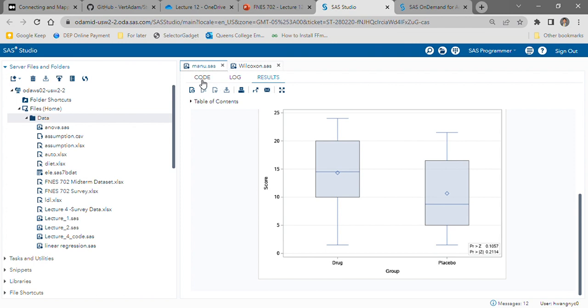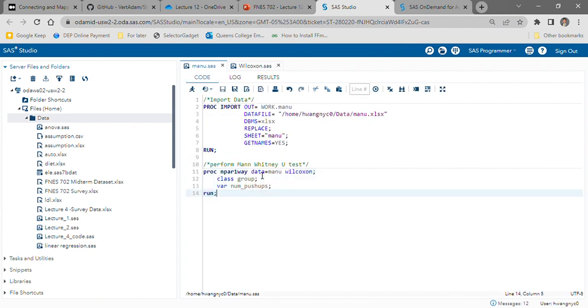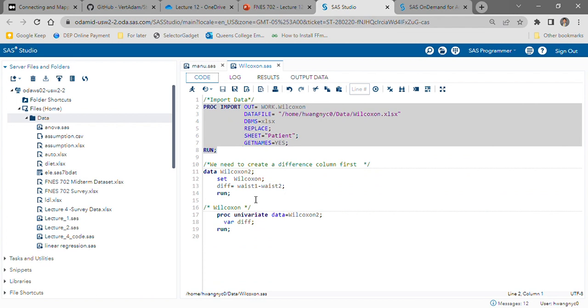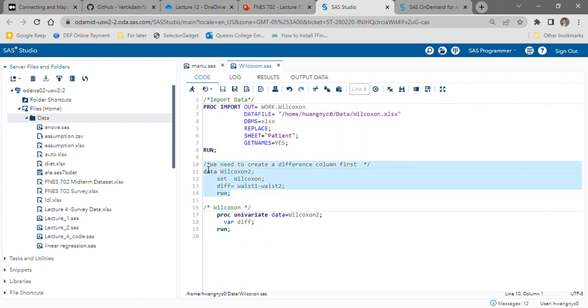And in order to do that, you simply, whoops, wrong code. You simply use this statement right here from 10 to 14, and you say data. We're going to create a new data set. We're going to call it Wilcoxon 2. Remember, we had Wilcoxon 1. Now it's Wilcoxon 2. We're going to use Wilcoxon. We're going to create a new column that is equal to waist 1 minus waist 2. And then we're going to hit Running Man.